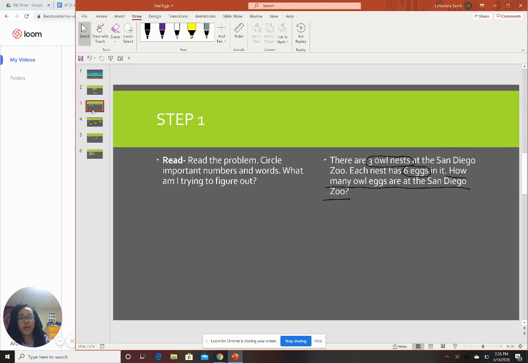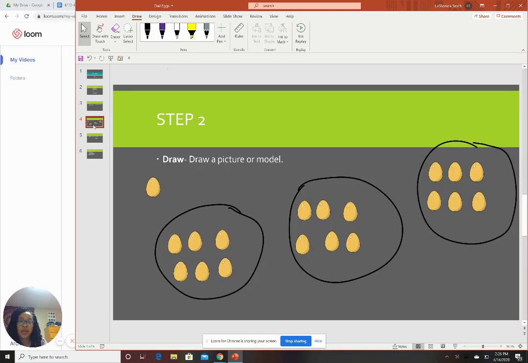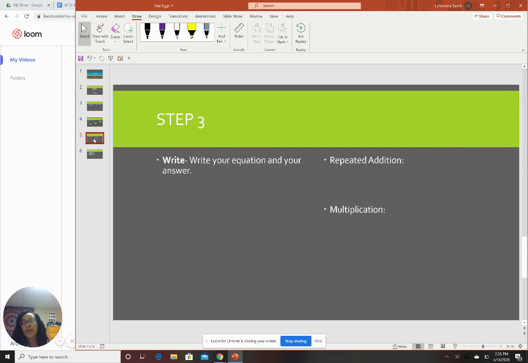And so we're going to go back to our problem, and we're trying to figure out how many owl eggs are at the San Diego Zoo. Okay, so if we have 3 nests and 6 eggs in each nest, we can tell how many are in the zoo. So we're going to go to step 3, and we're going to write our equation and our answer. So let's go back.